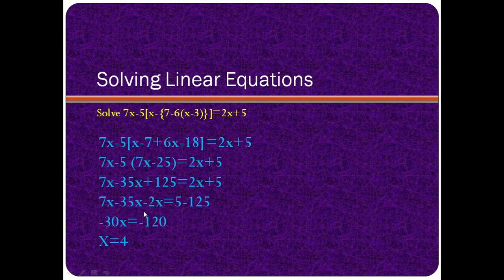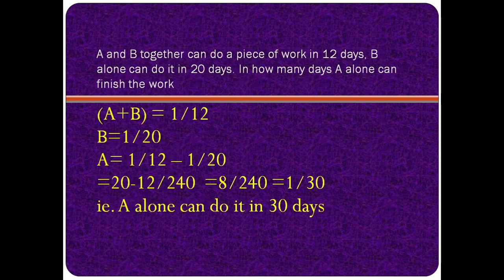7x minus 35x minus 2x is equal to 5 minus 125. We are taking the variables to the left hand side. 7x minus 35x, this 2x comes here, minus 2x, this 125 goes to the right hand side, so 5 minus 125. Therefore minus 30x is equal to minus 120, therefore x is equal to 4. Similar types of questions may be asked in your examination.